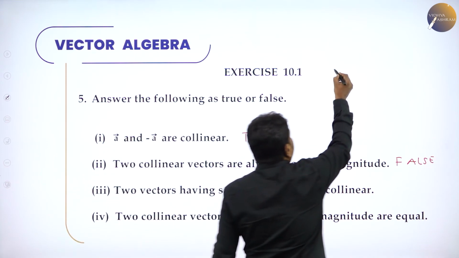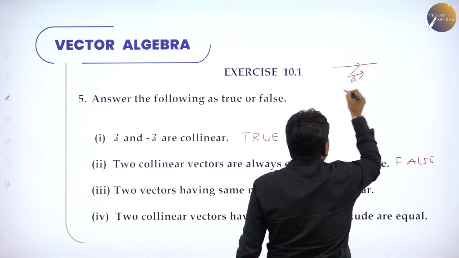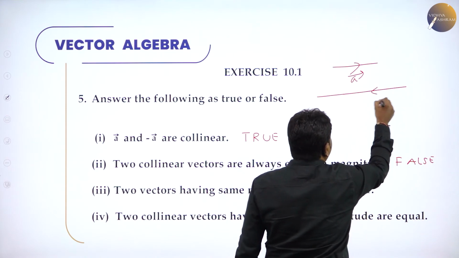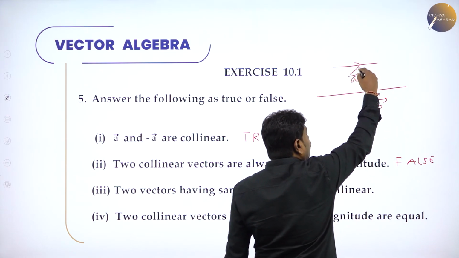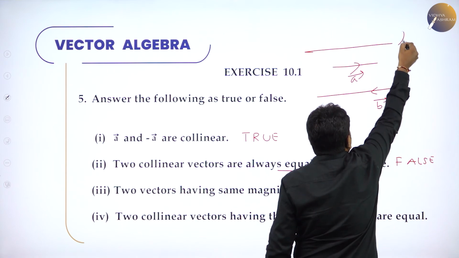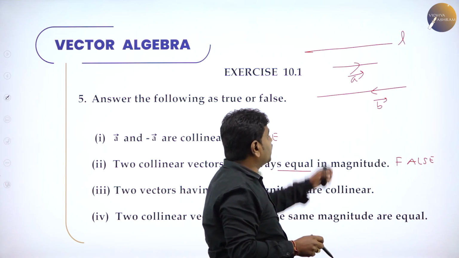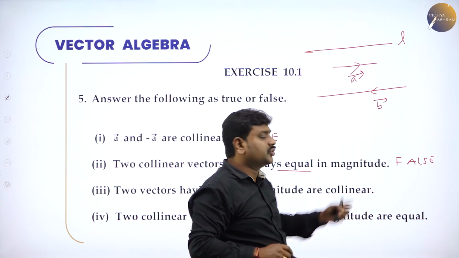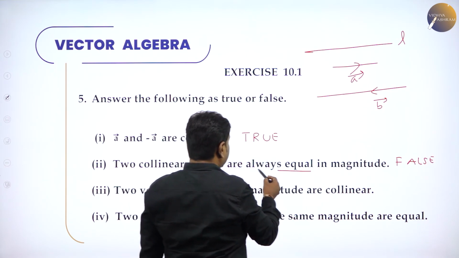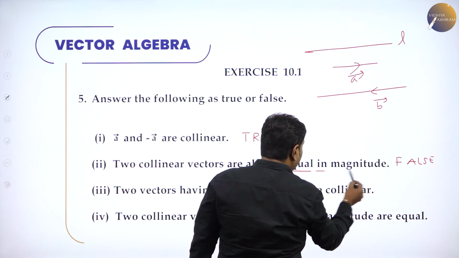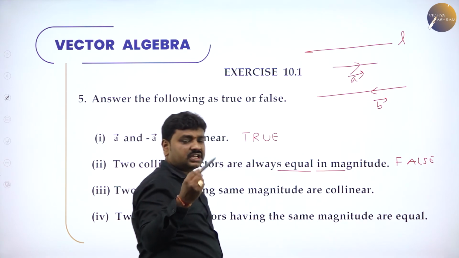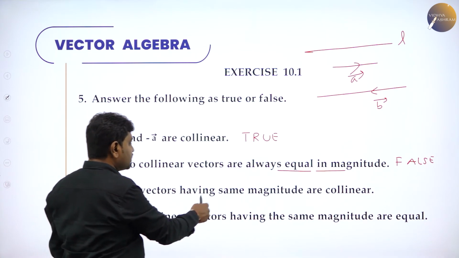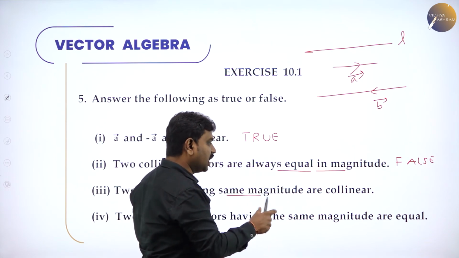See, I will draw two collinear vectors. Vector A, a small vector I will draw. Vector B, I will draw a big vector. These two are collinear because for both put together I can draw a common parallel line. So vector A and vector B are collinear, but they do not have the same length, the same magnitude, you can see. So two collinear vectors are always equal in magnitude, they told. No, false, not necessarily.